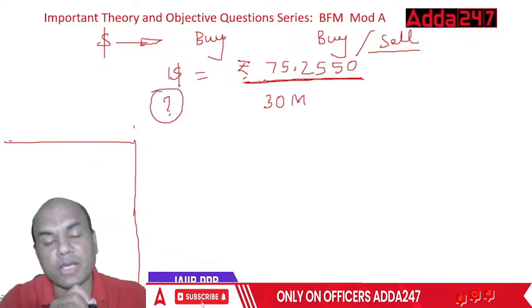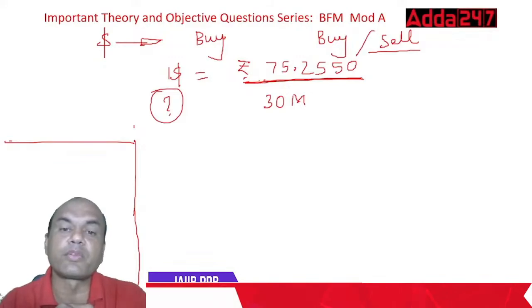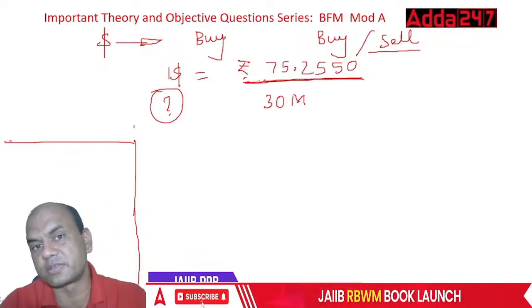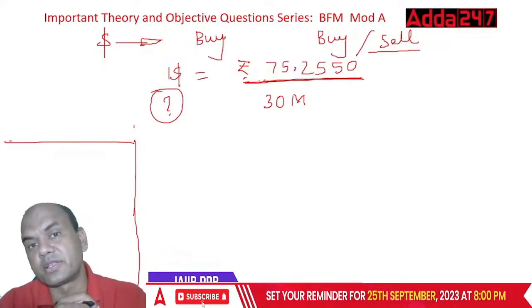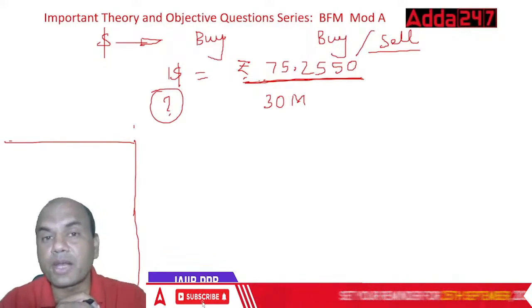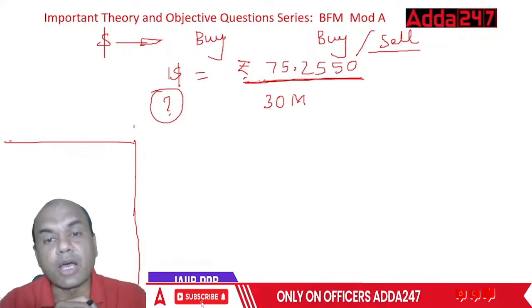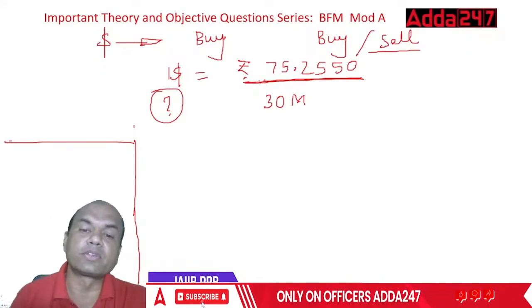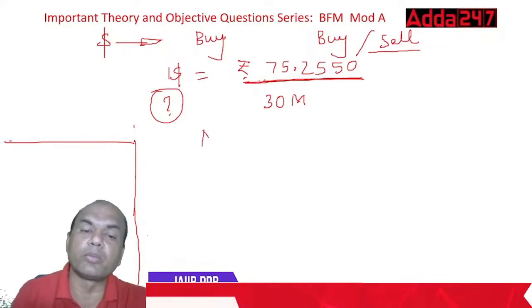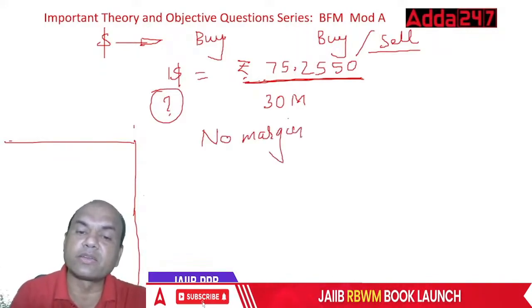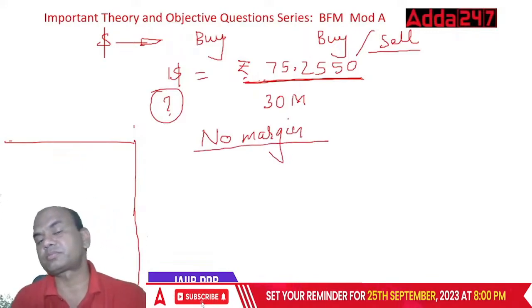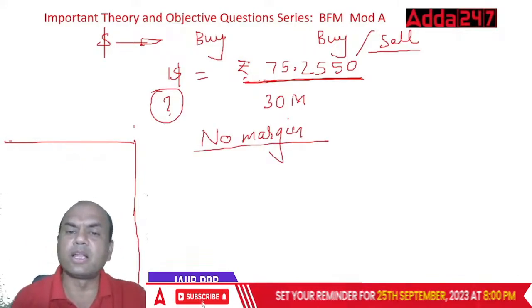Whenever you deal with margins, you have to either add or subtract the margin. If you do the sale transaction, you'll have to add the margin. If you do the buy transaction, you'll have to subtract the margin. But now, no margin is given. No margin means whatever rate is given, take that only. So this rate only I'll take now.